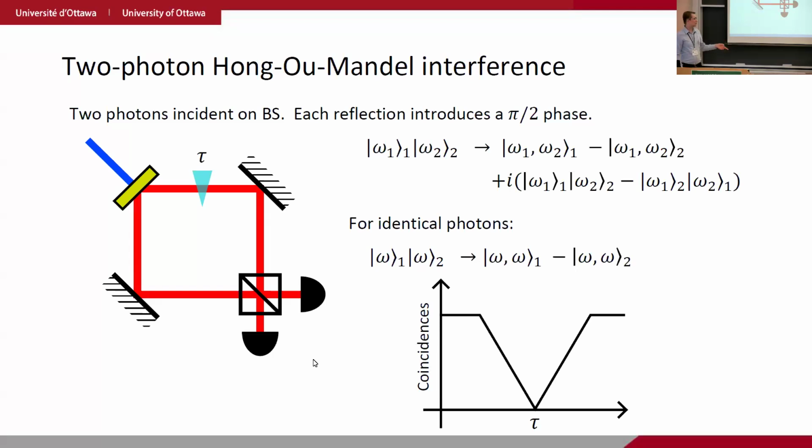You see a decrease in the number of events where they leave via different output ports. And so the number of events where that happens, we'll call it coincidences, decreases to 0. So as you scan this delay, you see a dip in the number of these coincidences.